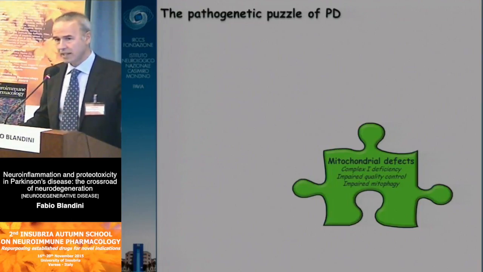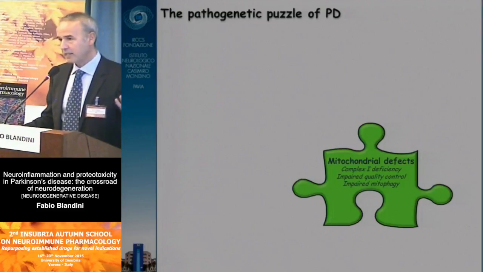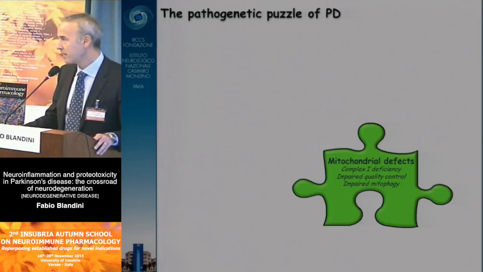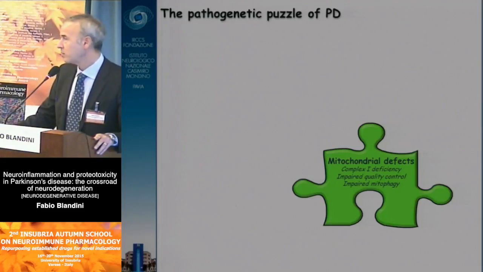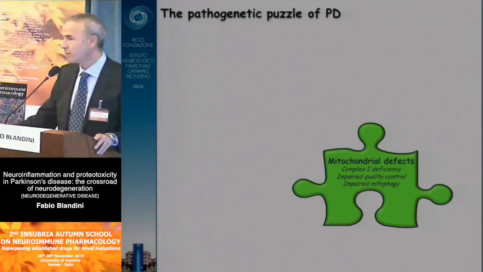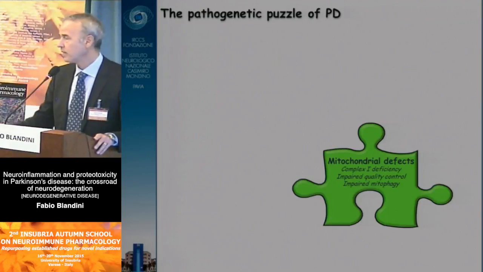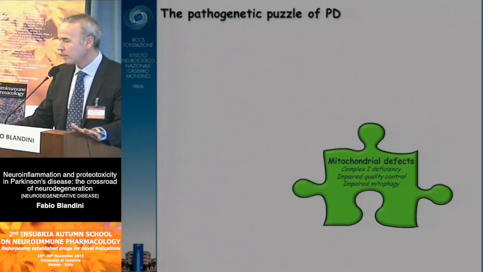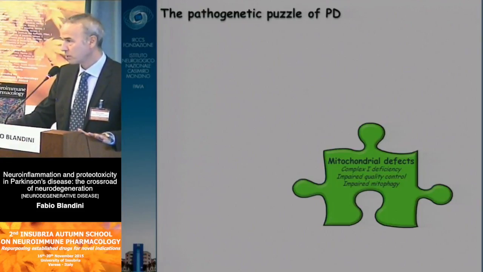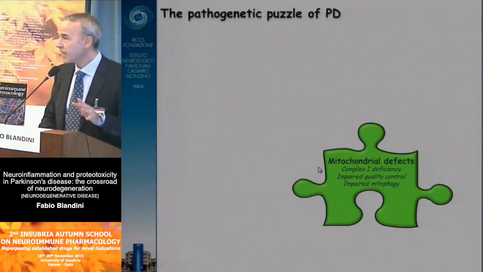MPTP, then it was discovered, crosses the blood-brain barrier. MPTP by itself is not toxic, but it crosses very easily the blood-brain barrier. Once in the brain, it is metabolized by monoamine oxidase B into MPP+. MPP+ is the actual toxin. MPP+ goes into the dopaminergic neurons because it exploits the dopamine transporter. Once in the neuron, it concentrates into the mitochondria. Once in the mitochondria, it blocks complex 1. So this is just a brief story about how and why complex 1 was studied in these patients.